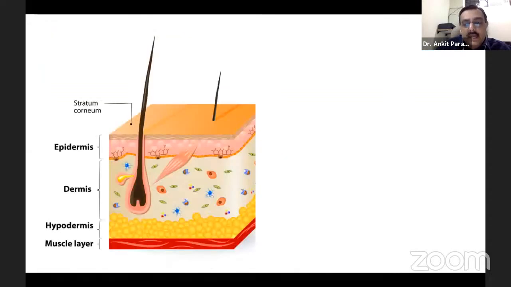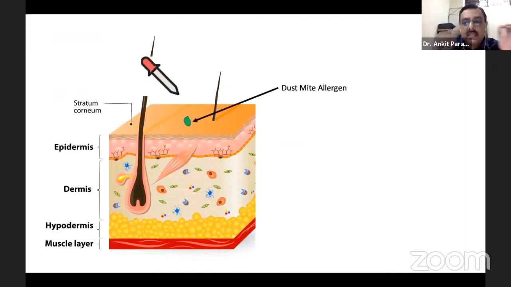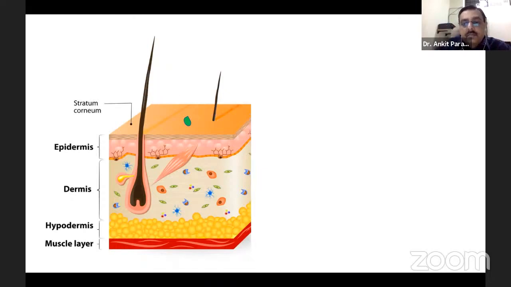So what is basically done is, on the skin, we apply a drop of the allergen. This is a dust mite allergen which we have applied. And with a skin prick lancet, which is 1 mm, not the blood lancet, which is 3 mm, you're going to gently lift the skin or scratch the skin so that this allergen actually seeps down into the epidermis.